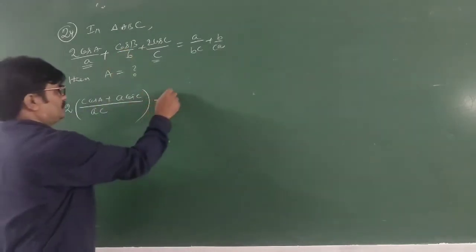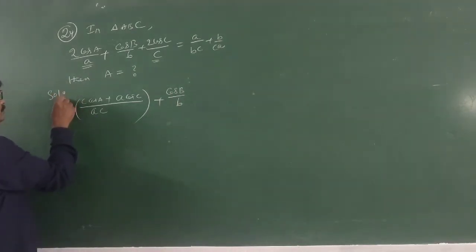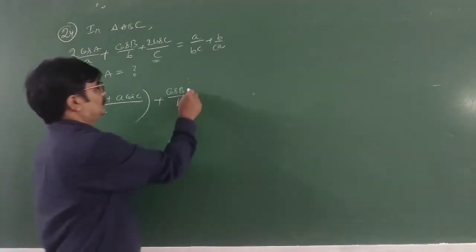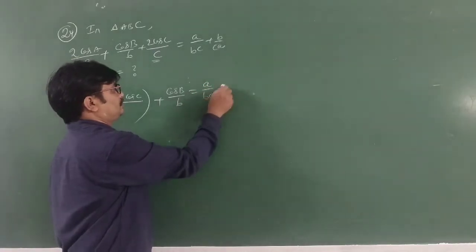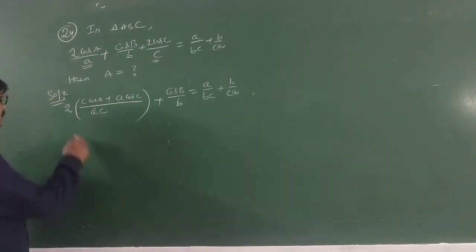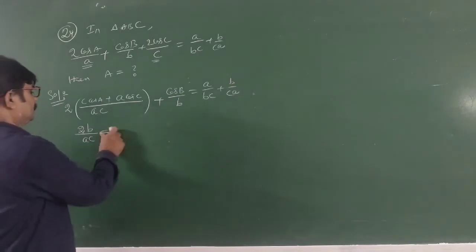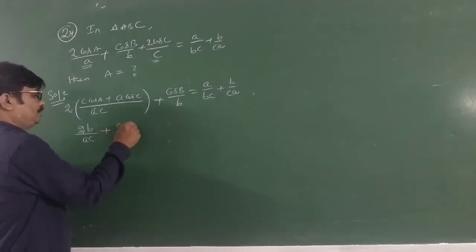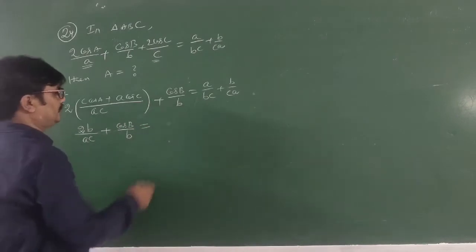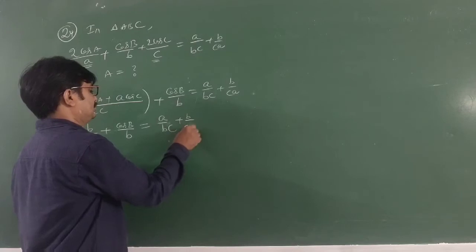What is the middle term? Cos B by b. Okay students. Now the right hand side is a by bc plus b by ca. My dear students, this is c cos A plus a cos C, which is the formula for small b. So b upon ac plus cos B by b equals a by bc plus b by ca.